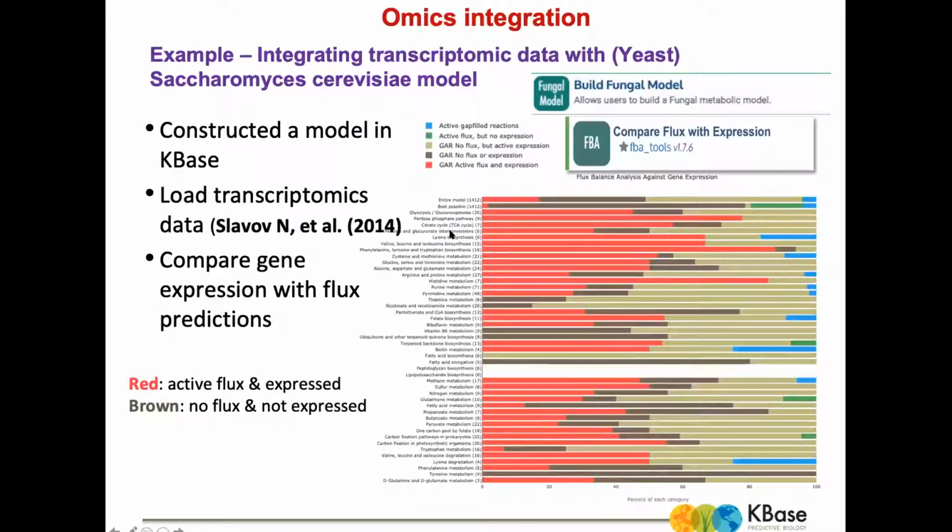What you see on the y-axis here are the metabolic pathways. These are the KEGG metabolic pathways, and if you see lots of red and brown, that shows agreement, because red shows active flux and expression, and brown shows no flux and no expression. So based on the flux distribution, you see to what extent a metabolic model agrees or disagrees. If you have lots of brown and red, that means good. If you have lots of tan, that's not good. That means that either there are fluxes but no expression, or vice versa.